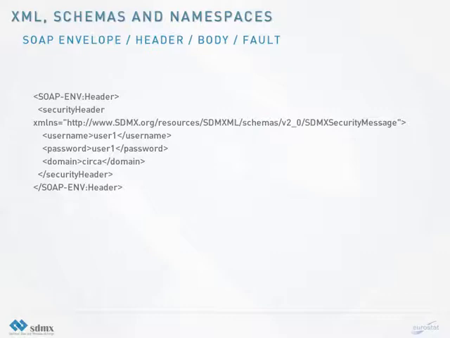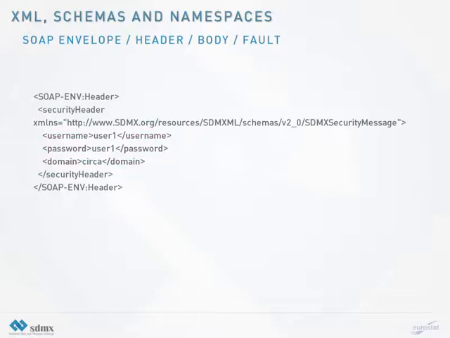Two parts can be identified clearly in any SOAP envelope, which is the root element of the document, the SOAP header and the SOAP body. The SOAP header includes a custom element named security header used for conveying authentication information in the form of 3 strings. For example, a username, a password, and a domain.